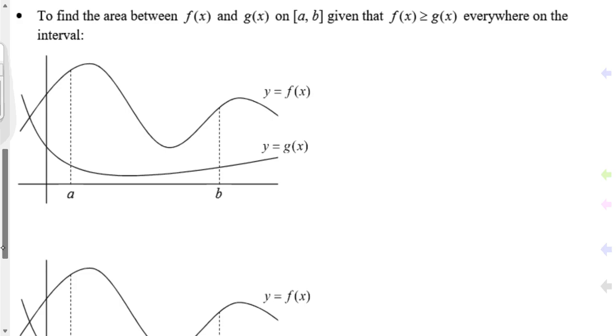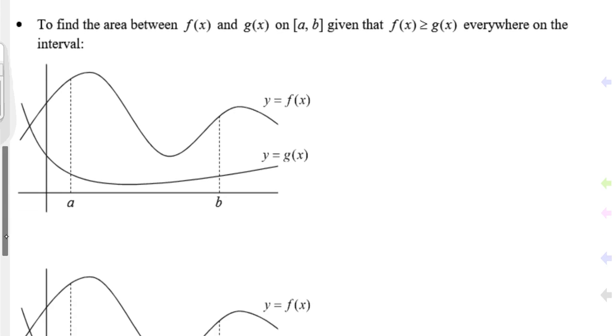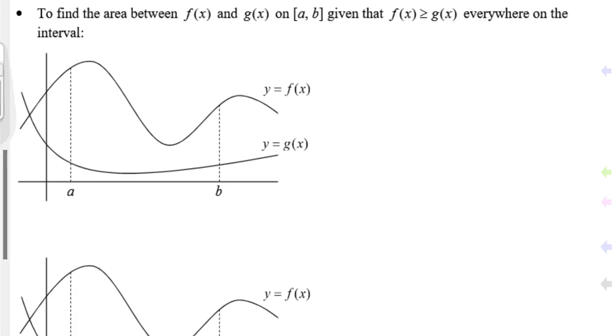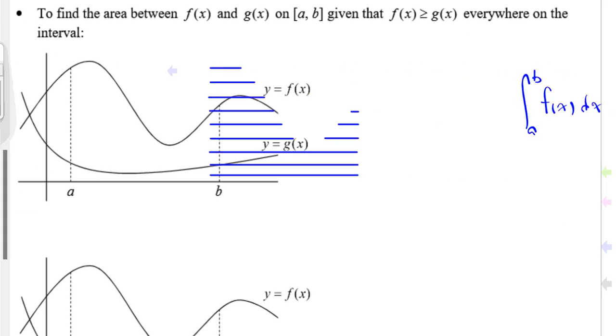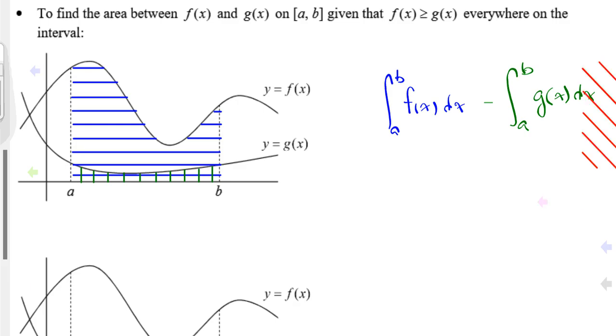If I want to find the area between f of x and g of x, what I could do, this thing is jumping around too much today. What I could do, there we go, is find the area under f of x, which is just the definite integral from a to b. And then if I found the area under g of x, then I could just subtract them. And that'll give me this area in between.